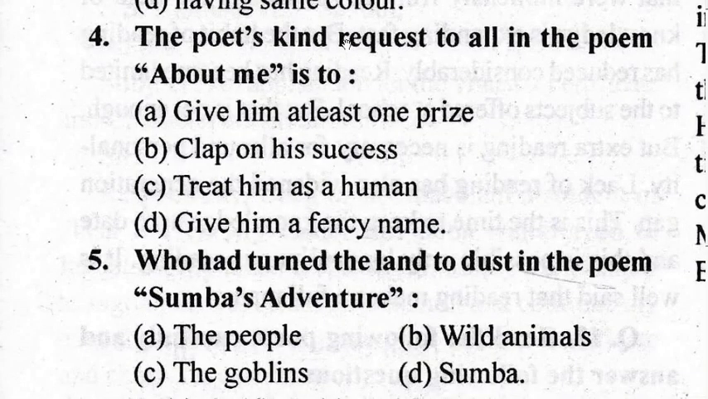Now come to question number four: the poet's kind request to all in the poem About Me is to option A, give him at least one prize, option B, clap on his success, option C, treat him as a human, option D, give him a fancy name. So the correct option is option C, treat him as a human. Now come to question number 5.